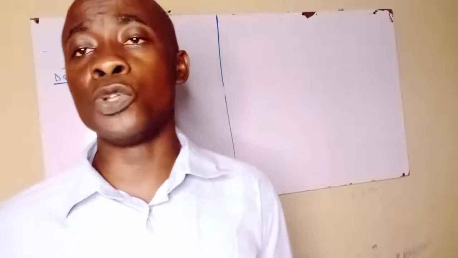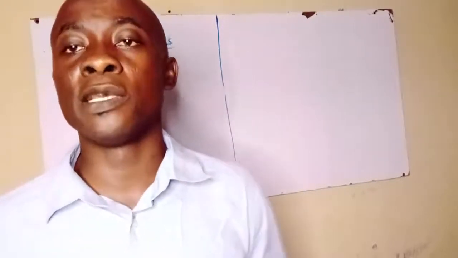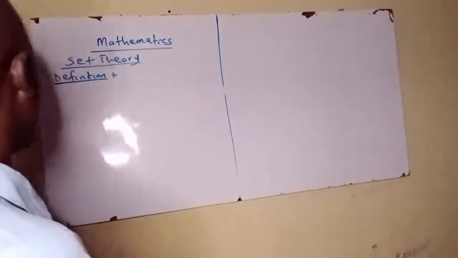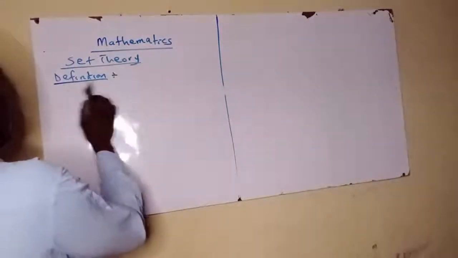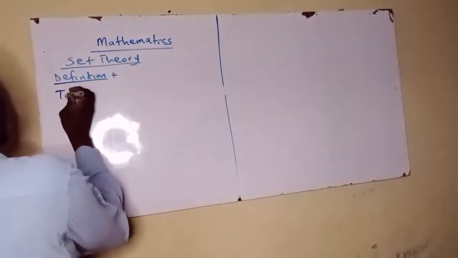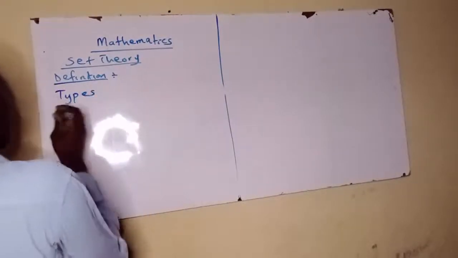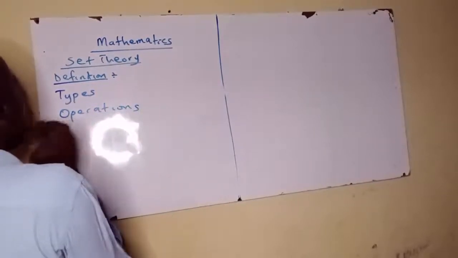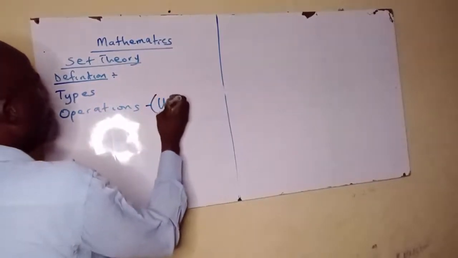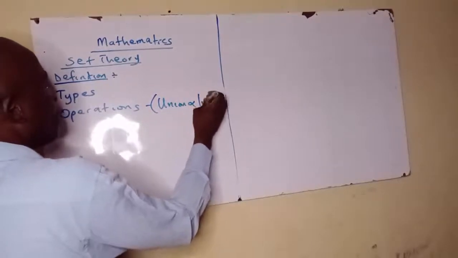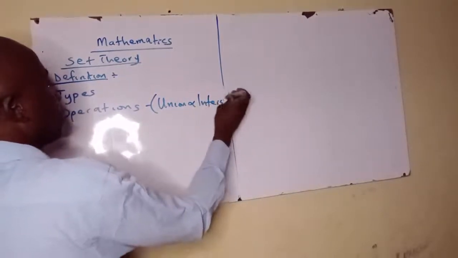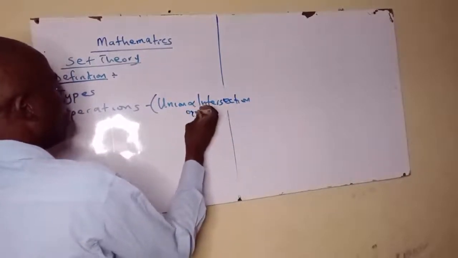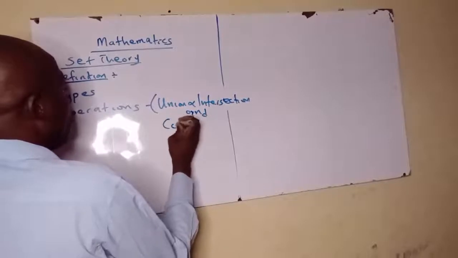Today we are going to treat a subject called mathematics. The topic that we are going to cover is set theory. The first thing we deal with is the definition. Later, we talk about the types of sets. Later, we talk about the operations. The operations involve the union and the intersection. Then we are also going to talk about the complement of a set.